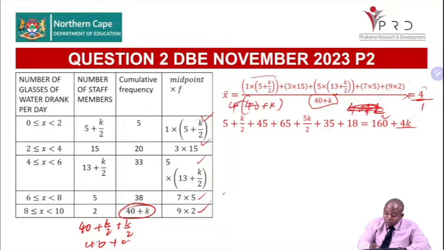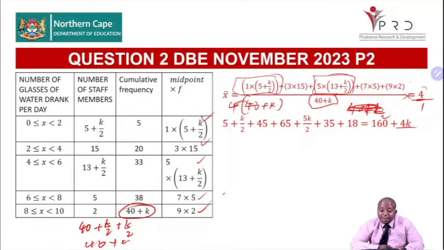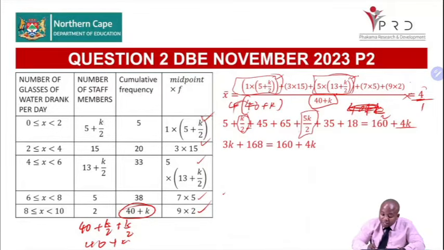Then we are going to also simplify everything that is at the top right there. Then we are going to have 5 plus k over 2 plus 45 plus 65 plus 5k over 2. When you simplify this part and that part, then we have 35 plus 18. So on this side we're going to get k over 2 plus 5k over 2 again. Those are like terms, we add them together. Then we add the numbers 5, 45, 65, 35, and 18.